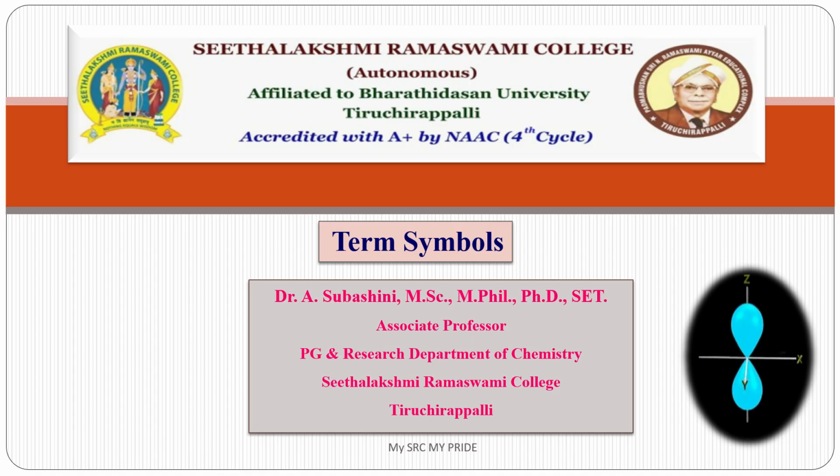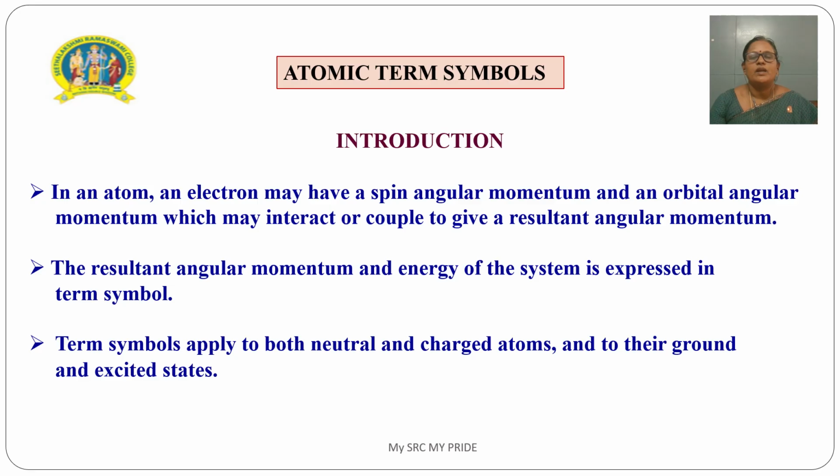Let us discuss term symbols. Atomic term symbols. Introduction. In an atom, an electron may have a spin angular momentum and an orbital angular momentum which may interact or couple to give a resultant angular momentum. The resultant angular momentum and energy of the system is expressed in term symbols. Term symbols apply to both neutral and charged atoms and to their ground and excited states.